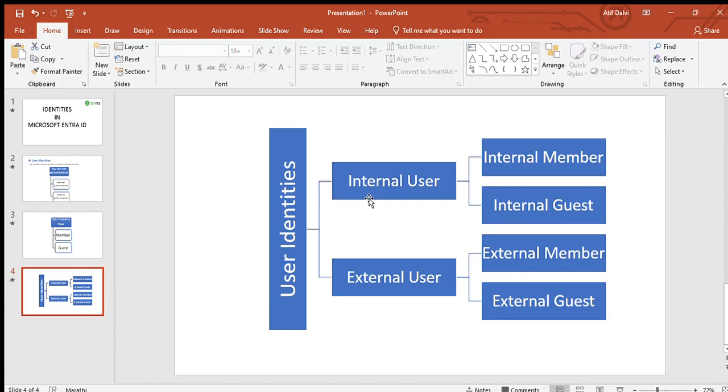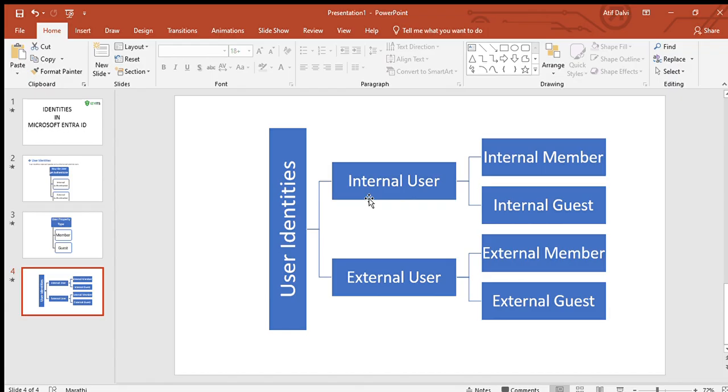Likewise, we will see external guest. External guests including consultants, vendors or partners fall into the external guest category. The user authenticates with an external Microsoft Entra account or external identity provider, just like I already said, like Google account or Facebook account. The user object created in the resource Microsoft Entra directory has a user type guest.